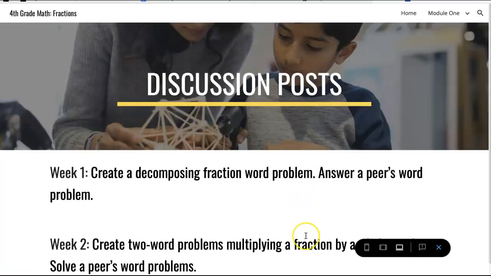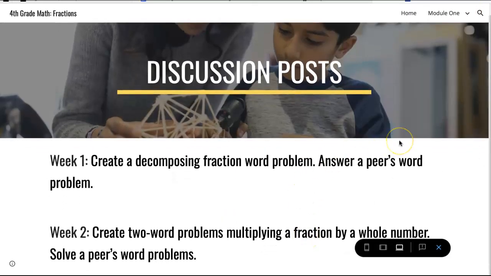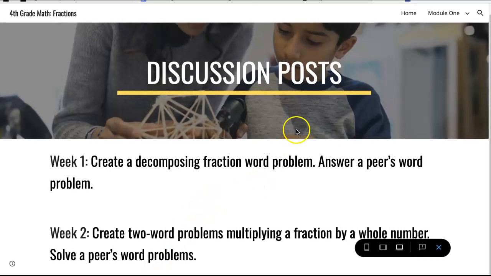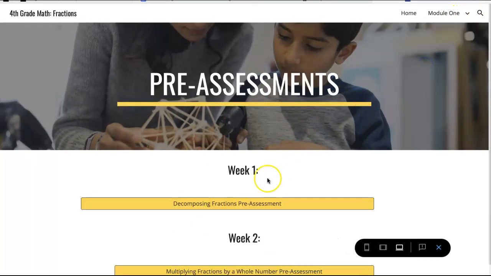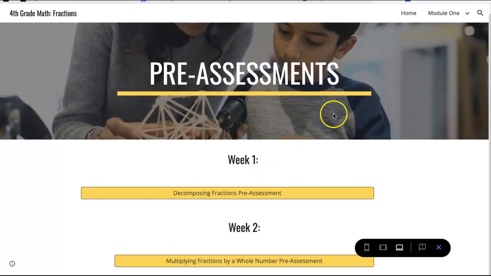Their discussion posts were located here. Week 1, they had to create a decomposing fraction word problem and answer a peer's word problem. In week 2, they created 2 word problems, multiplying a fraction by a whole number, solving a peer's word problem once again as their way of having peer feedback.